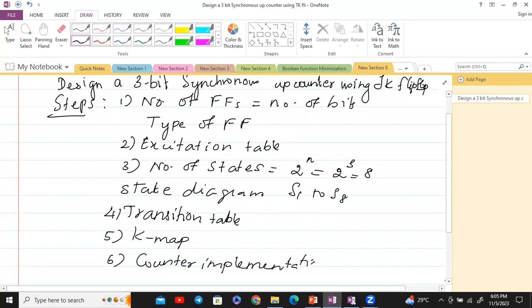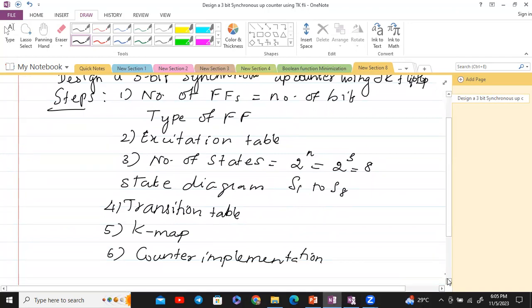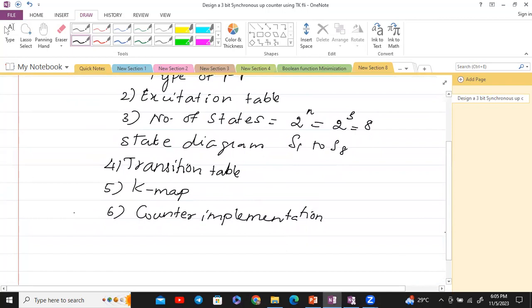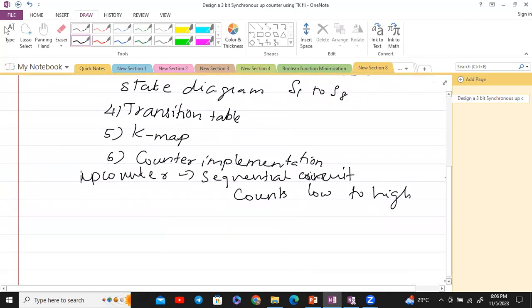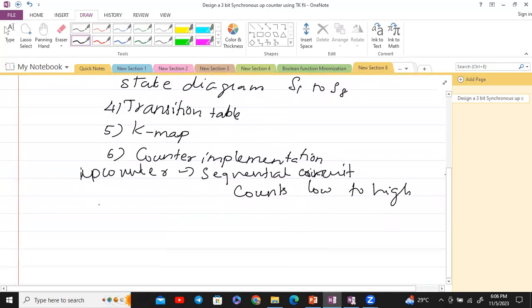So we can see the steps for designing an up counter. First, what is an up counter? An up counter is nothing but a sequential circuit which counts from a low value to a high value. That means it starts from 0 and counts up to the maximum value. Okay. So this is the up counter.